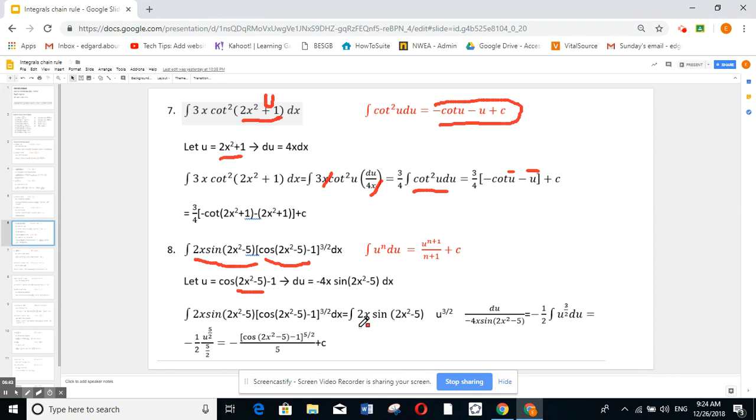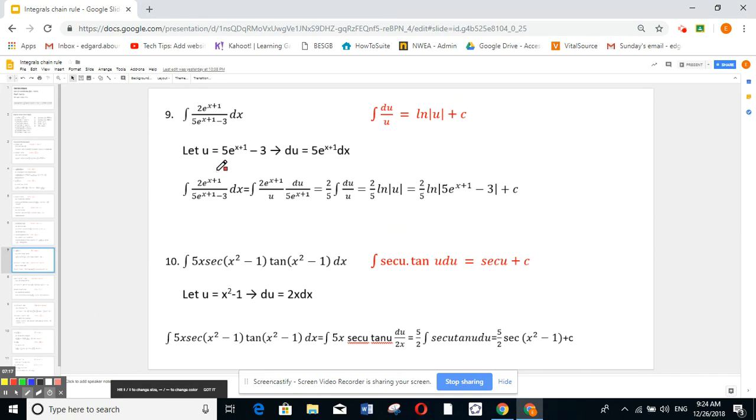So let us start. This is as it is. Here, this is u power 3 over 2, and dx is du over minus 4x sine. So as you can see, I can cancel this whole one and this one here. I'm left with 2 over minus 4 outside, which is minus 1 over 2, and u power 3 over 2, so it is of that form. You add the plus 1, you're going to get power 5 over 2, over 5 over 2. The 2 and 2 cancel out, so minus 1 over 5, and u is cosine of 2x squared minus 5, minus 1, power 5 over 2.